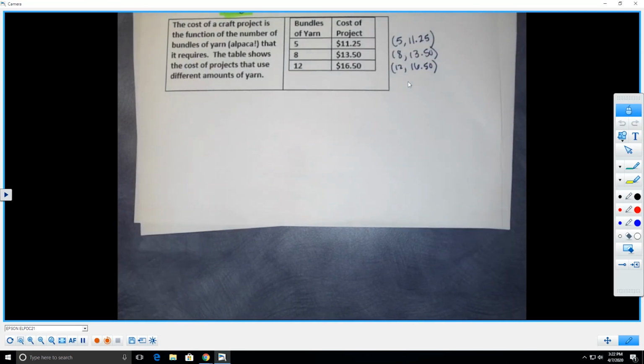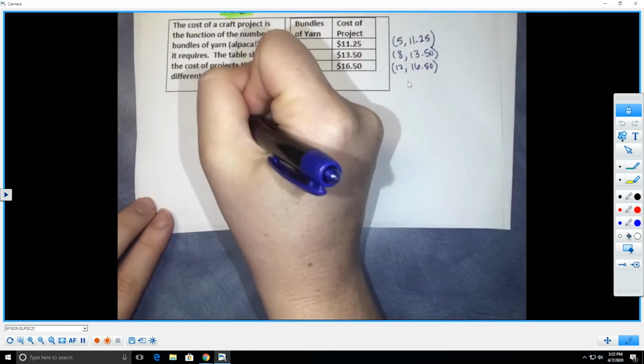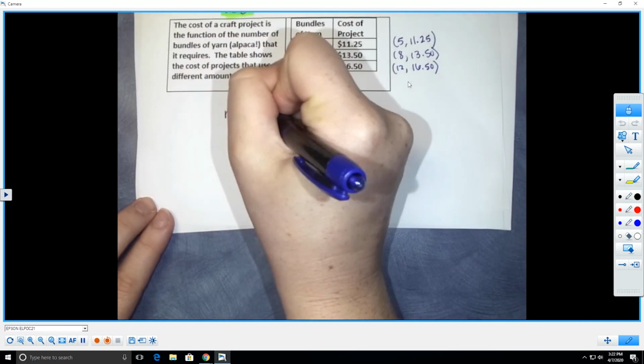We have 5, 11.25, 8, 13.50, and 12, 16.50. We are ready to calculate the rate of change. Pick 2 of the ordered pairs. Any 2 will work as long as your arithmetic is correct. Take a minute and calculate the rate of change using the slope formula.